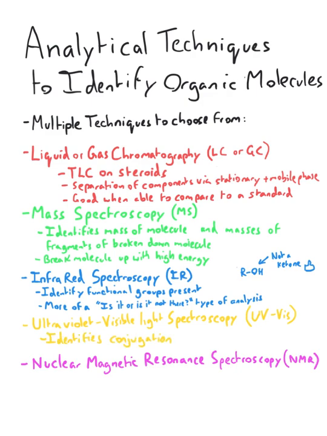UV-Vis spectroscopy is extremely useful for conjugation, and that allows you to identify specific molecules, but if your molecule doesn't have conjugation, it is a useless technique.